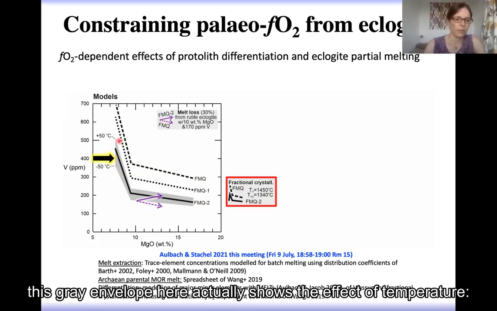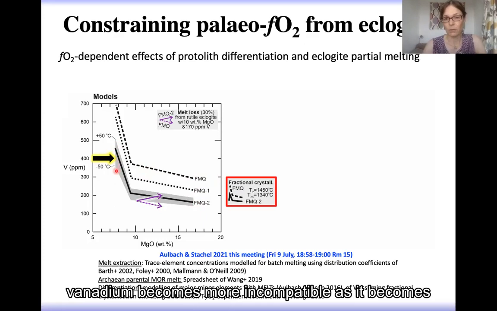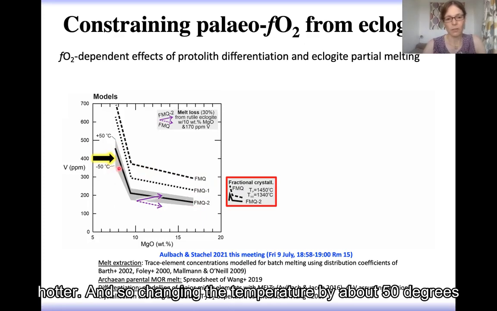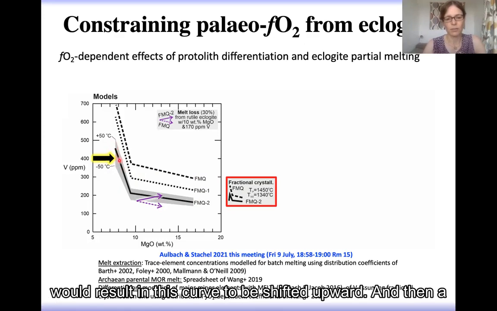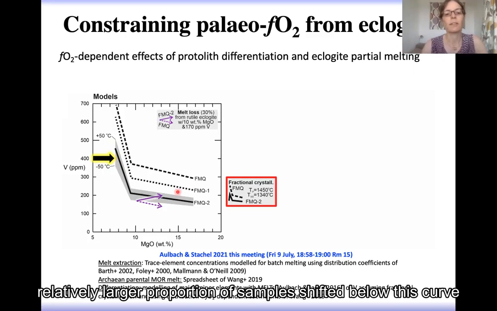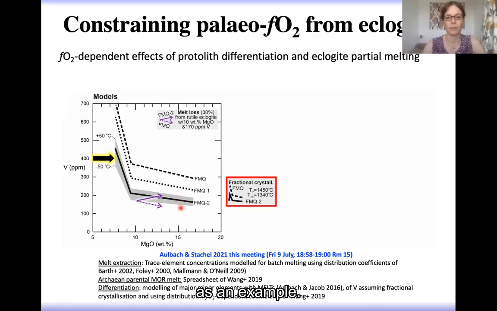This gray envelope here actually shows the effect of temperature. Vanadium becomes more incompatible as it becomes hotter, and so changing the temperature by about 50 degrees would result in this curve being shifted upward, and then with a relatively larger proportion of samples shifted below this curve, as an example.